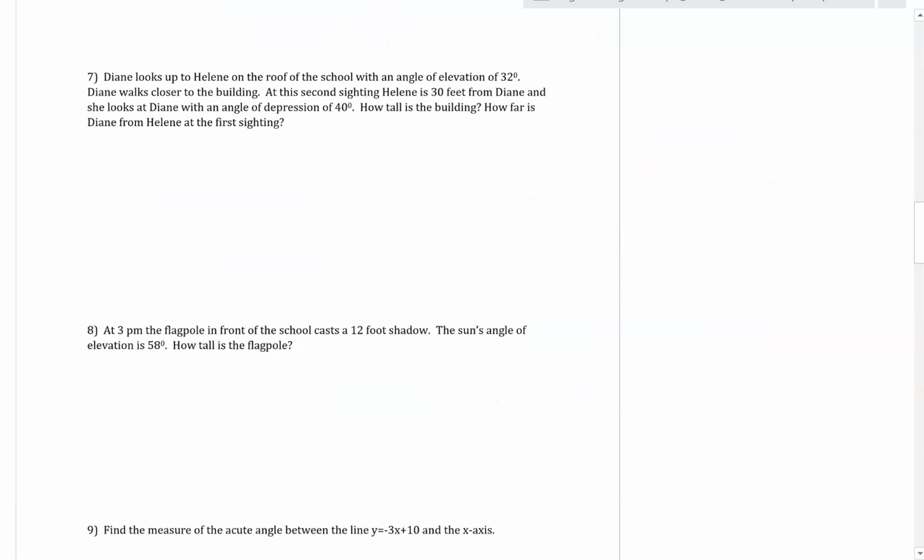Okay, so for number 7, it might be kind of tricky to draw a picture for this one, but let's just get started. It says that Diane looks up to Helene, so this must be Helene, and this must be Diane, with an angle of elevation of 32 degrees. So let's just talk about angle of elevation.